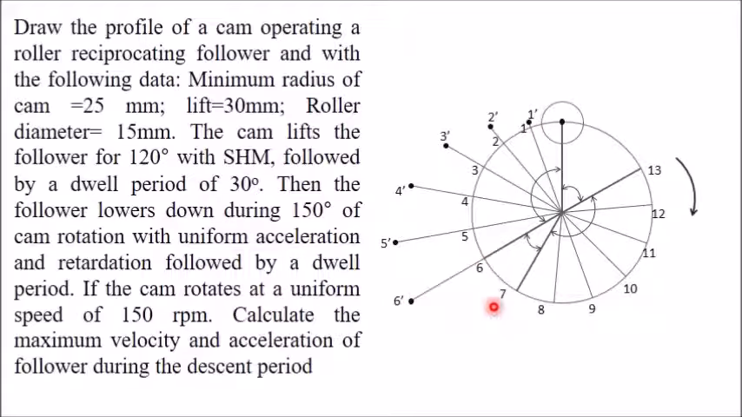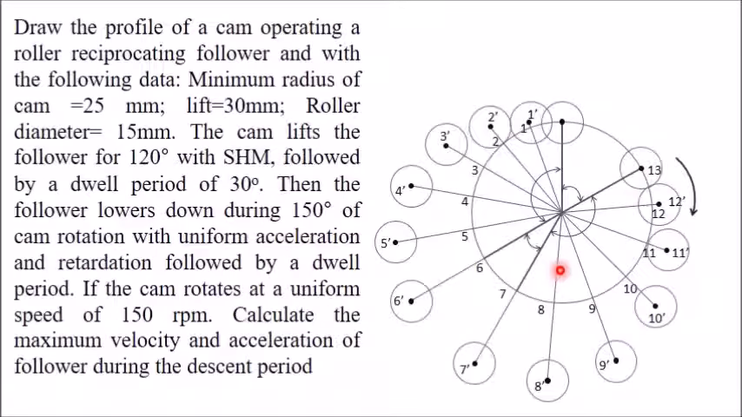Now the next period is the dwell period. So after that it is dwell period, 7 dash. So 6 to 6 dash and 7 to 7 dash will be the same length, and after that it will start coming down. So 8 to 8 dash, 9 to 9 dash, and so on. So 13 will be the same point. So from this point to this point, this will remain a circular part, and all the other part will be curved. So from all these center points, 1 dash, 2 dash, 3 dash, etc., you have to draw a circle of diameter 15 mm. From all of these I have drawn circles of diameter 15 mm.